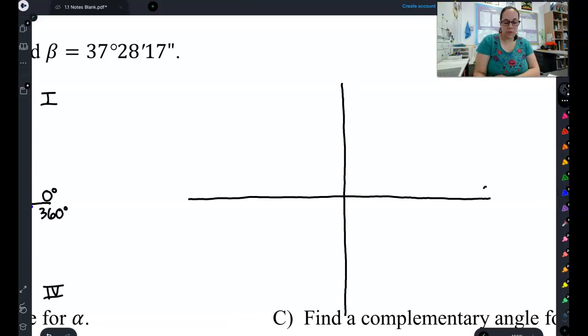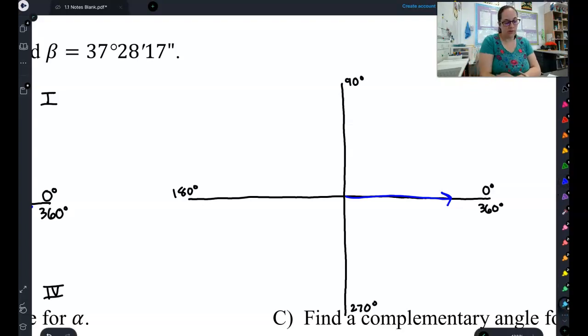Once again, we start with 0. We have 90, 180, 270, 360. We have our initial side on the positive x. That never changes. Our terminal side, however, is going to go at 37 degrees, 28 minutes, and 17 seconds. So, what quadrant will this angle be in?